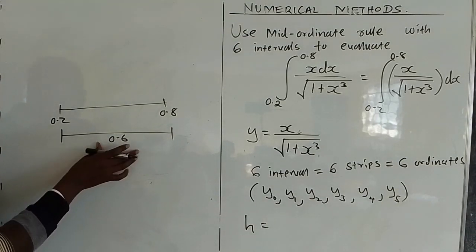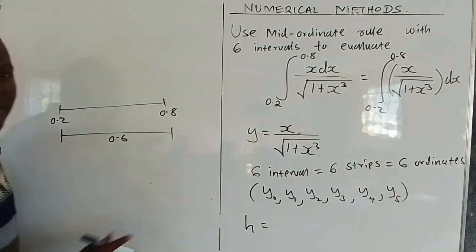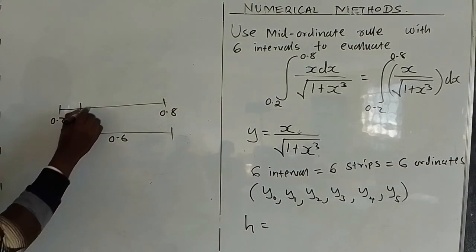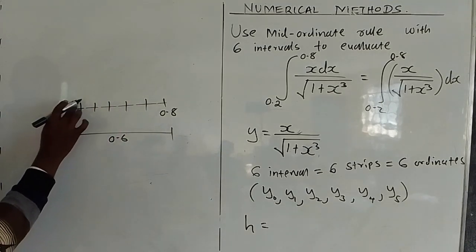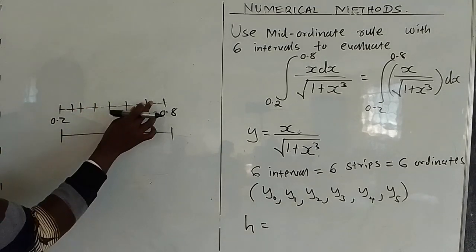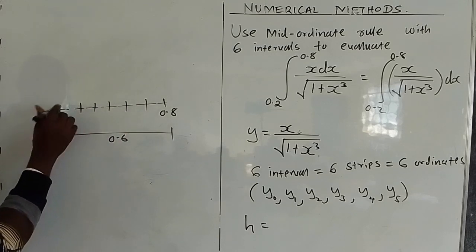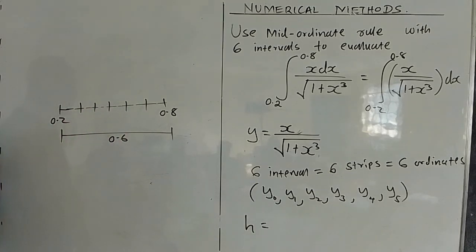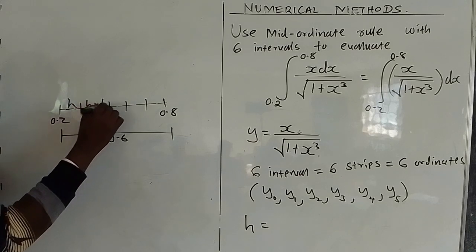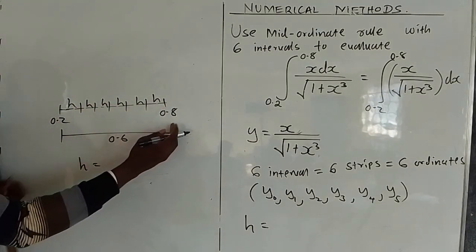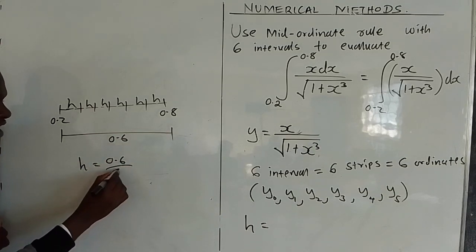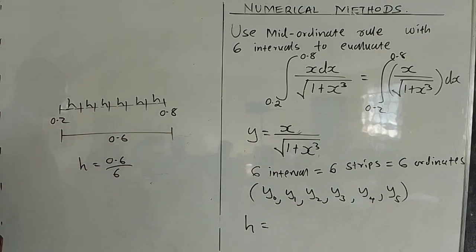Now this 0.6, you want to divide it into how many equal intervals? 6 equal intervals. You want to divide 1, 2, 3, 4, 5. Like that, 6 equal intervals, isn't it? So each interval, there must be equal interval H. So what is H? The whole length is 0.6 and it is divided into 6 equal. Are you seeing how to get H? Are we together? Yes.